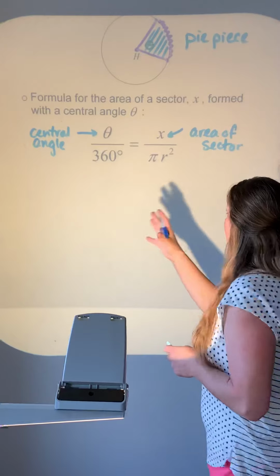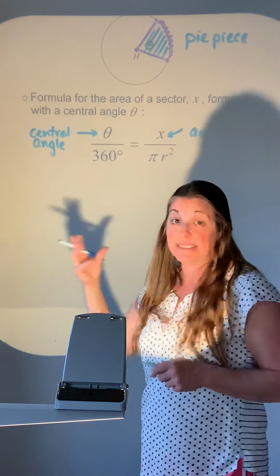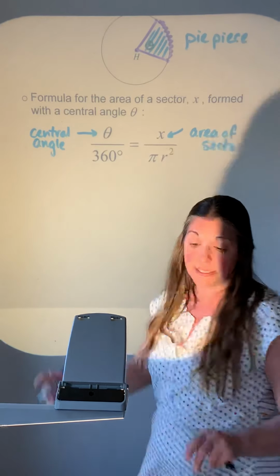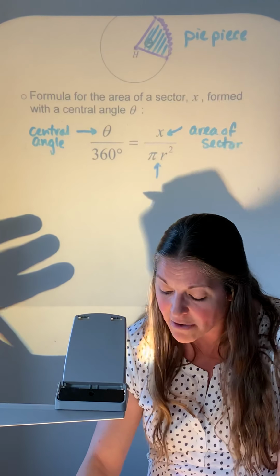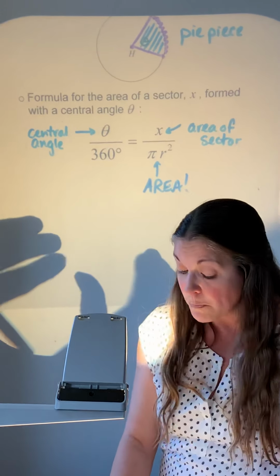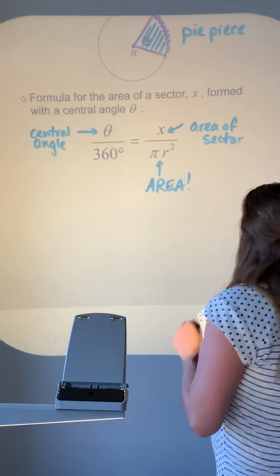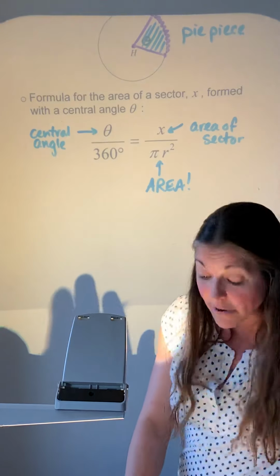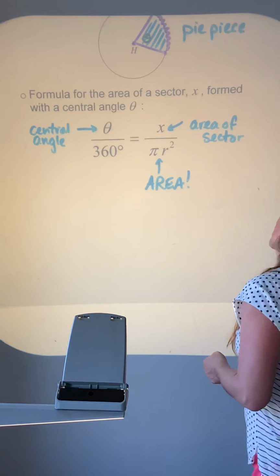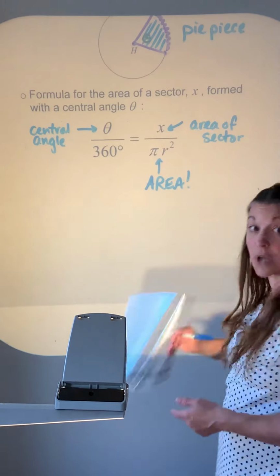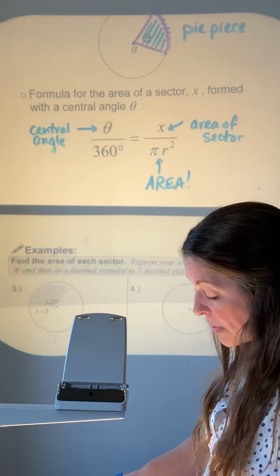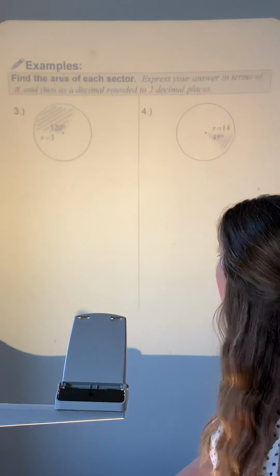So again, it's pretty much the same relationship, that same formula that we did with arc length, except now right here, we have the area formula instead of circumference. So make sure you're definitely using the right formula. If they want the area of the sector, use the area formula. If they want the arc length, make sure you're using the circumference formula. And now let's just do a couple problems to practice, and then we'll be all done.